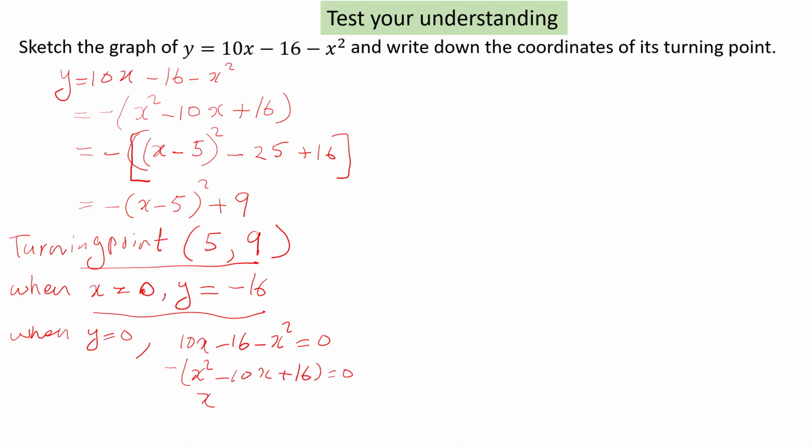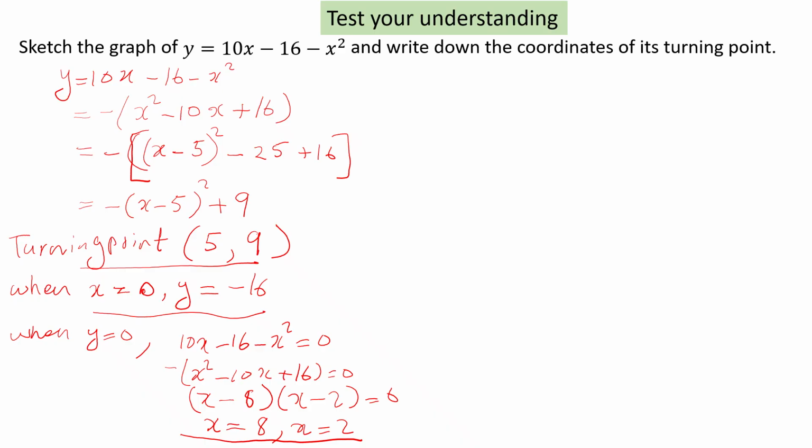So x, if you multiply two numbers, you get 16, and if you add two numbers, you get negative 10. So x minus 8, x minus 2 equals 0. If you add negative 8 and negative 2, you get negative 10. If you multiply negative 8 times negative 2, you get positive 16. So the x values are 8 and 2. These are the other points.